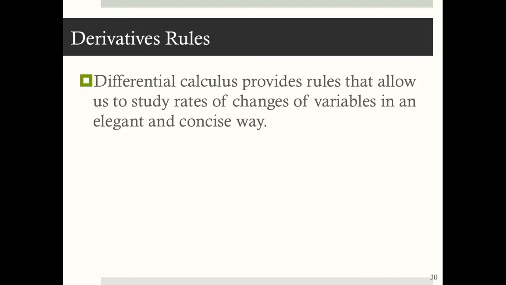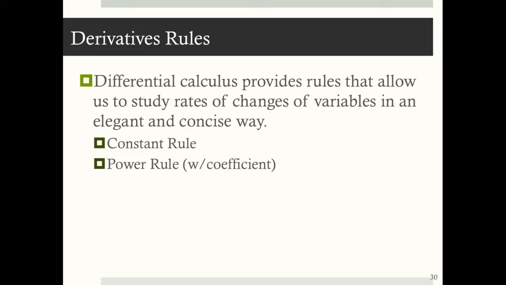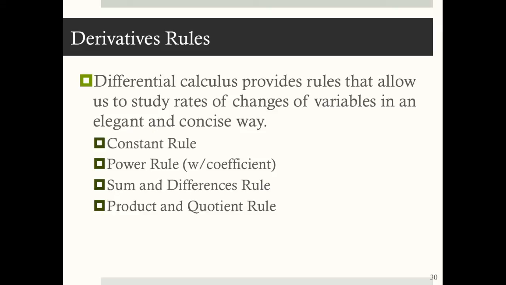So differential calculus provides rules, or just formulas, that allow us to calculate these rates of changes of variables in an elegant and simple and concise way. And there are several rules that we use in economics: the constant rule, the power rule with a coefficient, sum and differences rules, product and quotient rules, and the generalized power rule which is a subset of the chain rule if you've ever heard of the chain rule before.